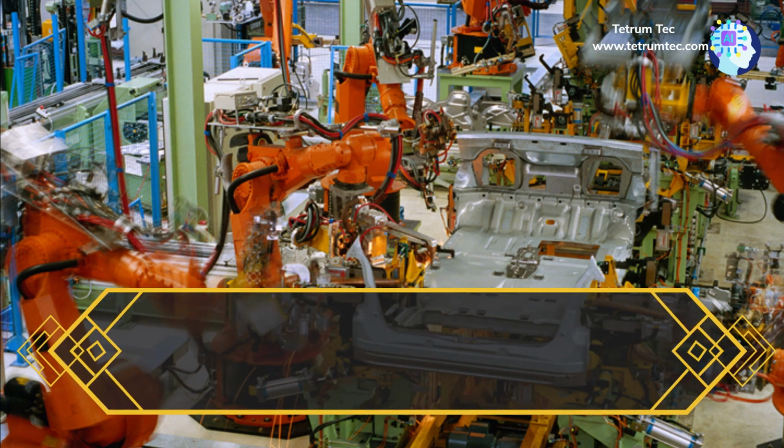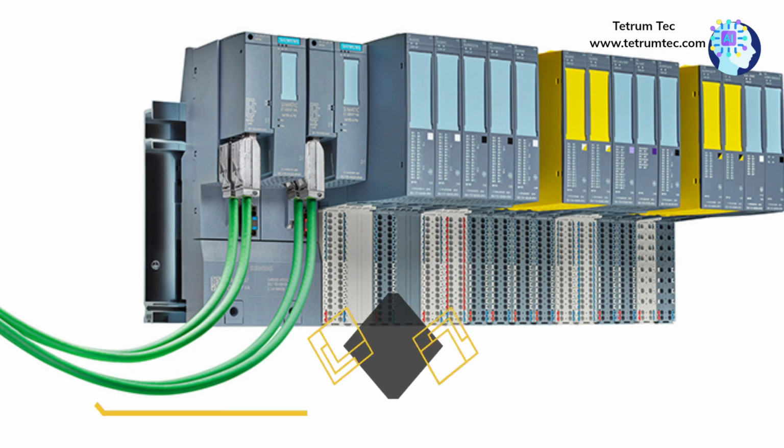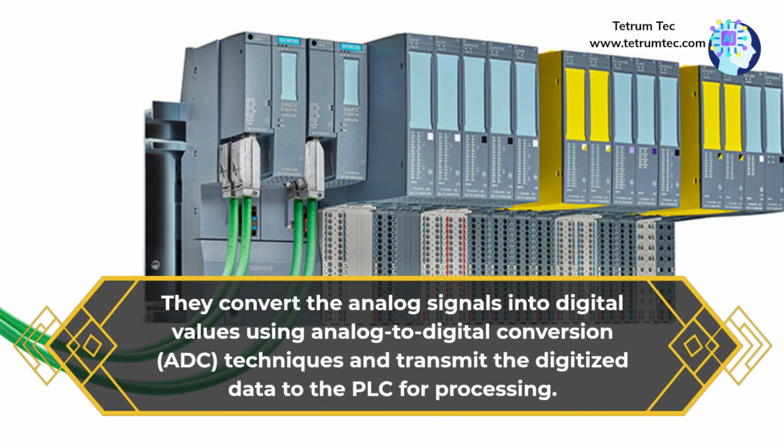Analog input. Analog input modules interface with sensors or transducers that provide continuous analog signals representing physical parameters such as temperature, pressure, level, flow, etc. They convert the analog signals into digital values using analog-to-digital conversion (ADC) techniques and transmit the digitized data to the PLC for processing.